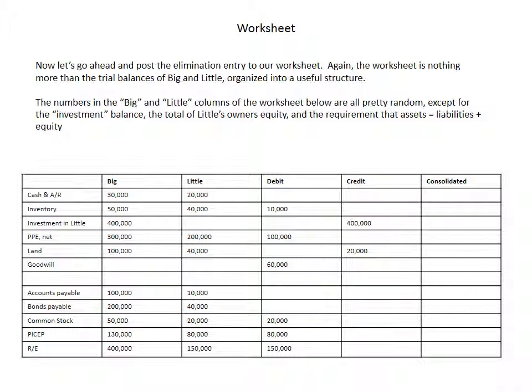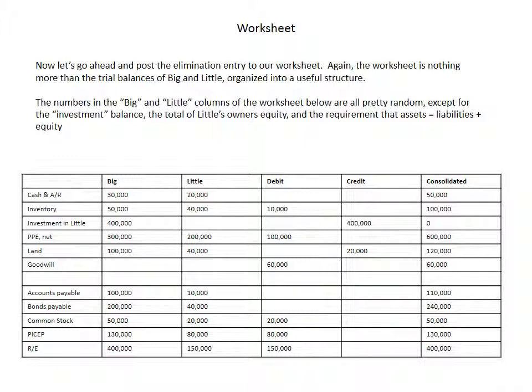Once we do this, we simply add across each row, keeping in mind the debit and credit rules for our assets, liabilities, and equity. So in the case of cash and accounts receivable, as reported, Big had $30,000, Little had $20,000. There were no adjustments in the debit or credit columns, so the consolidated or combined total is $50,000. Inventory, Big had $50,000, Little had $40,000, but then in our elimination entry we added $10,000 to inventory because Little's inventory is worth $10,000 more than book value. So $50,000 plus $40,000 plus a $10,000 debit adds up to $100,000.